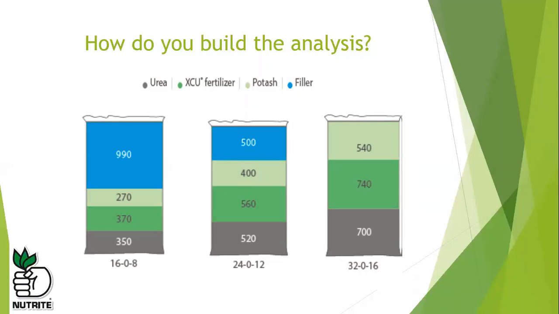And it'll really demonstrate to you how to get a better value for the money that you're spending for a given area. The product here on the left, the 16-0-8, really has 990 pounds of filler in it, where 500 in the other one, and the more all-mineral blend of the 32-0-16 has no filler in it at all. Interestingly enough, each one of these is a 2-to-1 nitrogen to potash ratio: 16-8, 24-12, and 32-16. So really, that 2-to-1 ratio is maintained across the various blends.